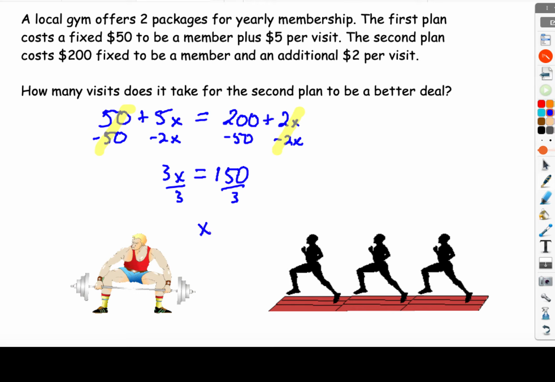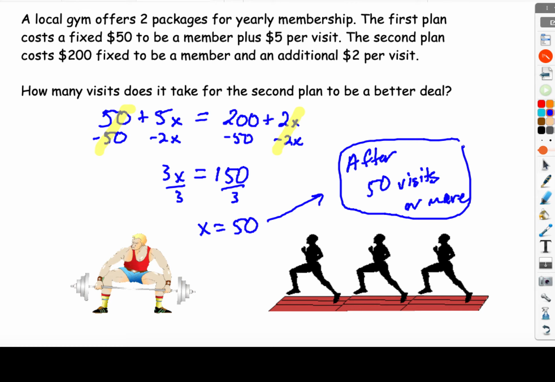As long as we did the same thing to both sides, right? Divided by 3, kind of like up top, we subtracted the 50s or we subtracted the 2x's. Perfectly legal. And that means 50 visits. If you take either plan, they'll cost you the same amount after 50 visits. Well, that means that when is the second deal a better deal? After 50 visits. I would even say or more. In 50 visits or more, that second deal will cost you less money.